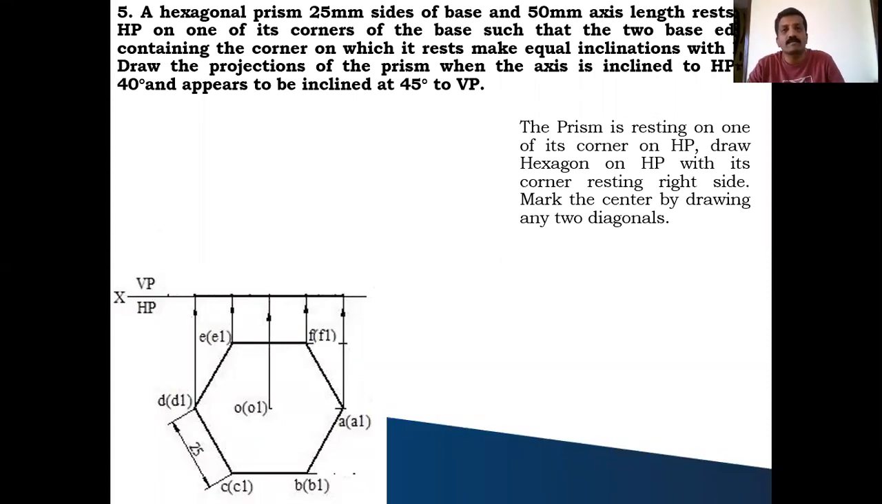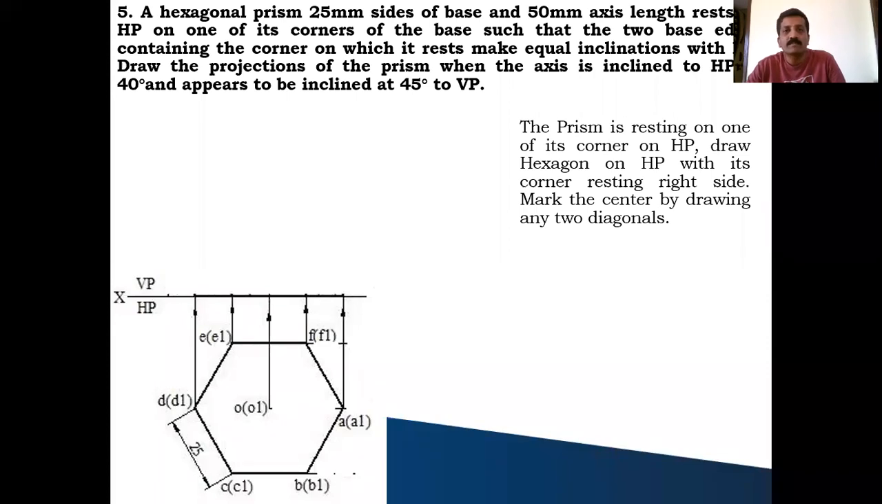The first example which I have taken: hexagonal prism, 25 millimeters size of base and 60 millimeter axis length. Rests on HP on one of its corners of the base such that the two base edges containing the corner on which it rests make equal inclinations with HP. This is the general, common information it will give for all corner condition examples.